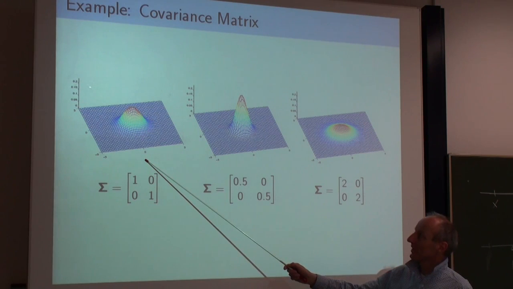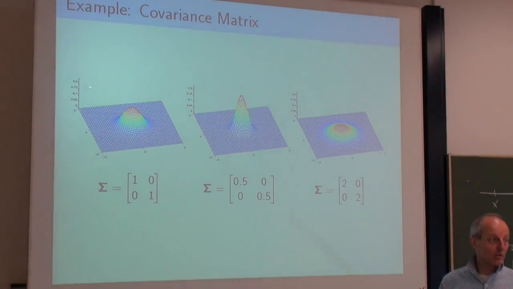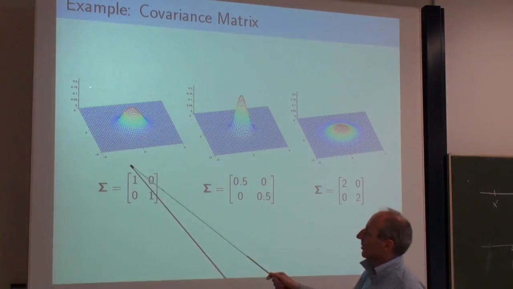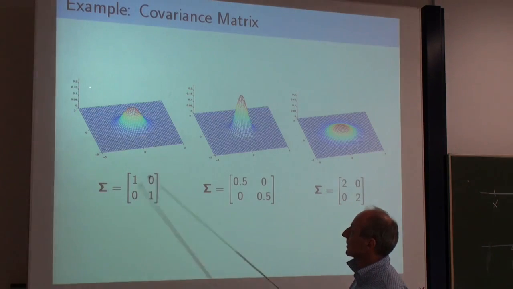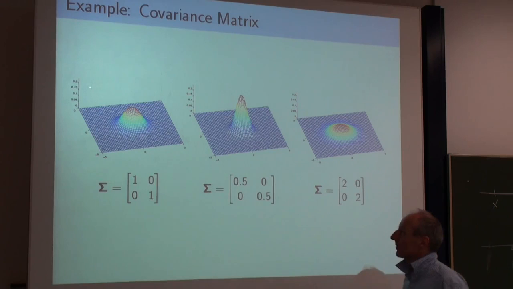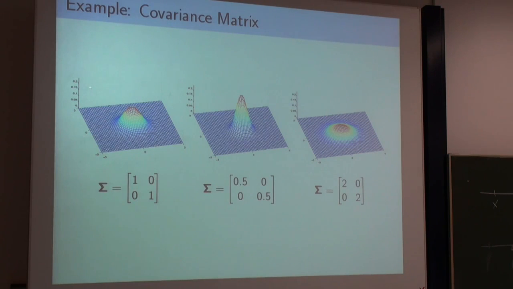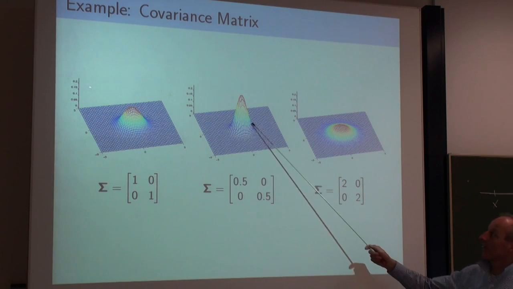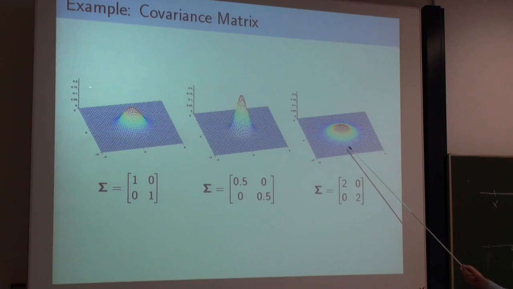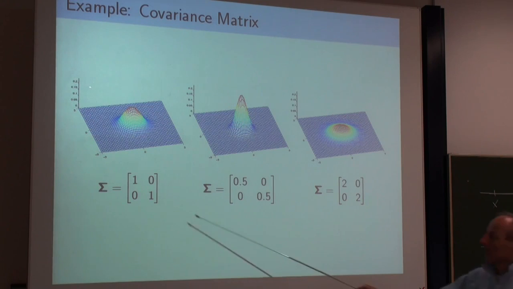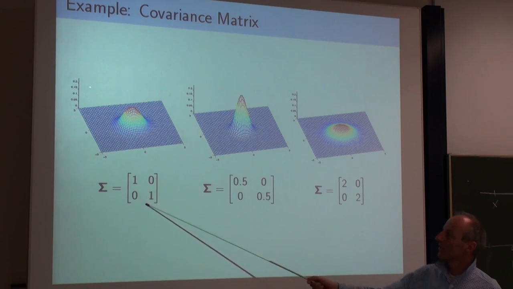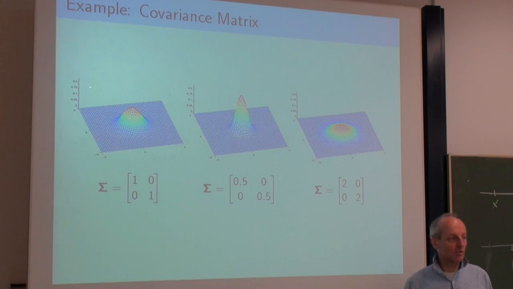The expected value is 0 in all these three examples. And now look, with this covariance matrix, 1, 1, 0, 0, the density function looks like that. Now, with 0.5 here, it is more narrow, but a little bit higher. And with 2, we have a larger variance, it looks like that. And now my question is, how would it look like? Let's take this one, and let's make this variance 0. How would it now look?